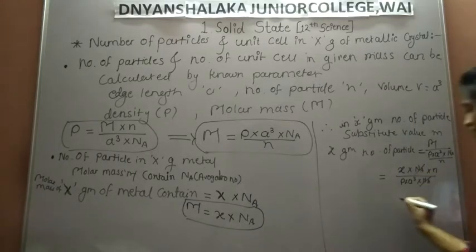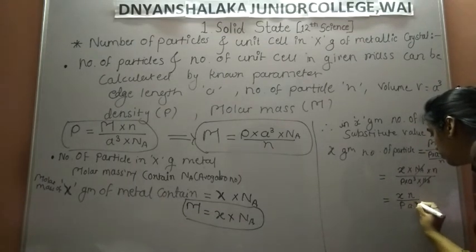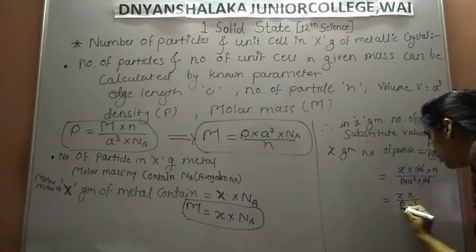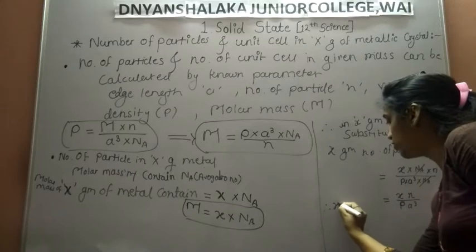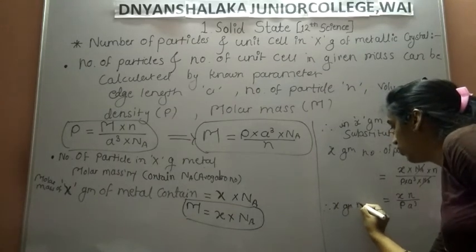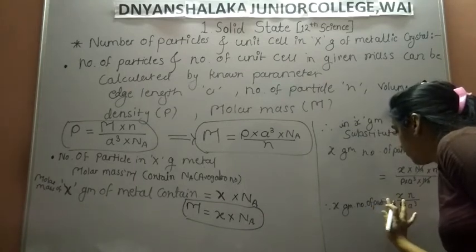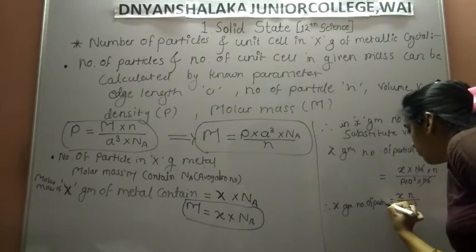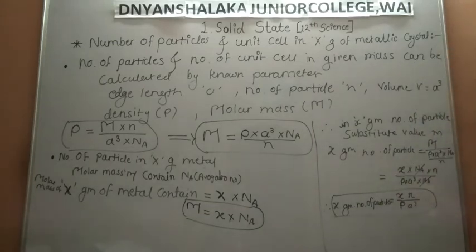So we get the formula: x into number of particles upon rho into A cube. So this is the formula for x gram of number of particles. Using this formula, we can find the number of particles in x gram, which is equal to x into n upon rho into A cube.